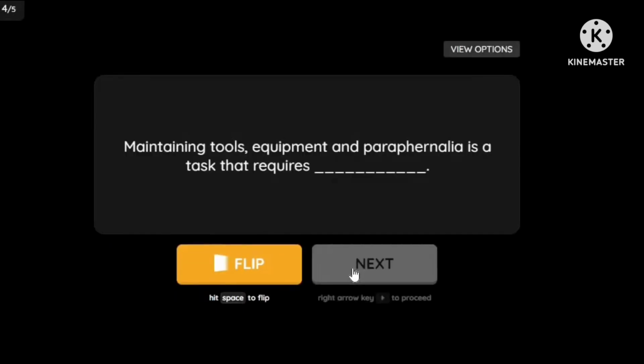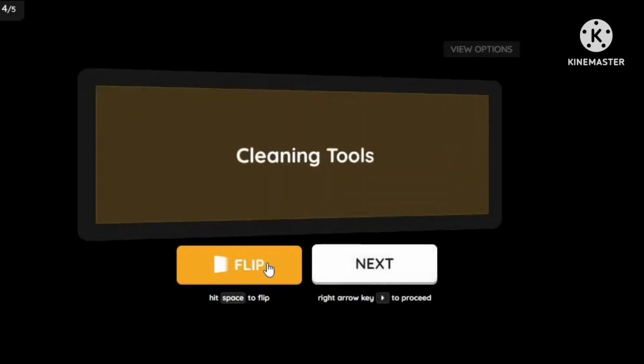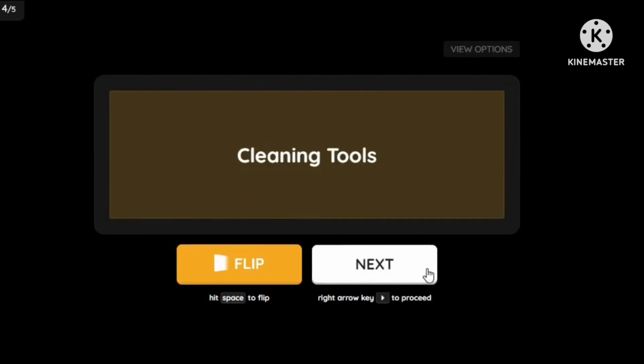Next question. Question number 4. Maintaining tools, equipment, and paraphernalia is a task that requires bending tools, measuring tools, cleaning tools, or cutting tools? The correct answer is, very good, cleaning tools.